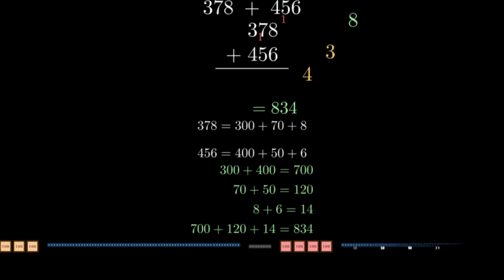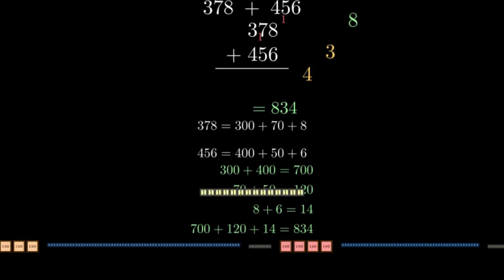Method 3, visual base 10 blocks. I'll draw hundreds as large squares, tens as rods made of 10 small squares, and ones as single small squares. First show 3 hundreds, 7 tens, 8 ones for 378, and 4 hundreds, 5 tens, 6 ones for 456. Then combine the ones, convert groups of 10 ones into a 10 rod when needed, and show the carry visually.